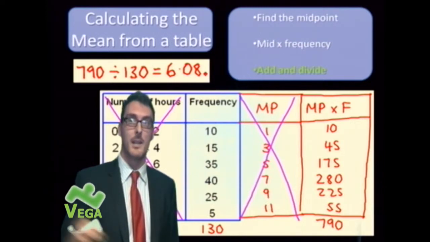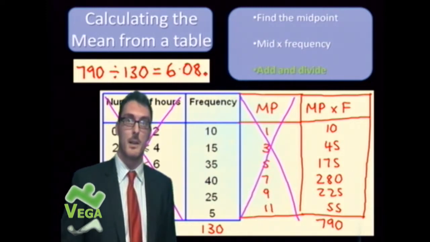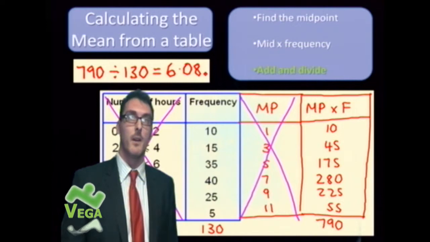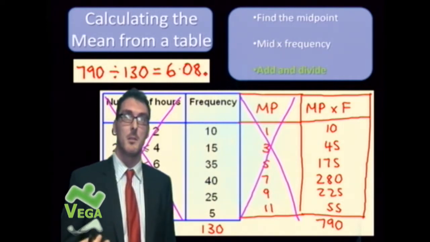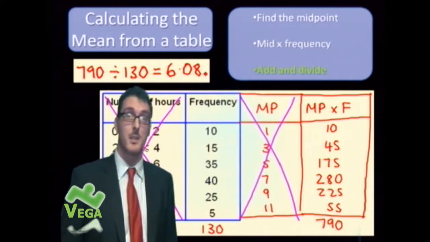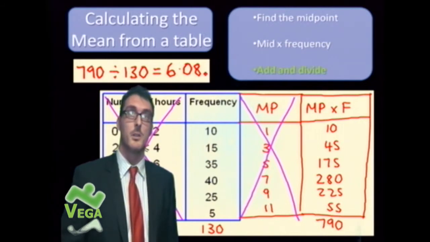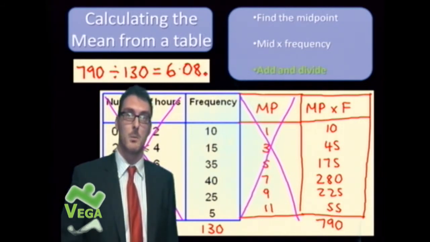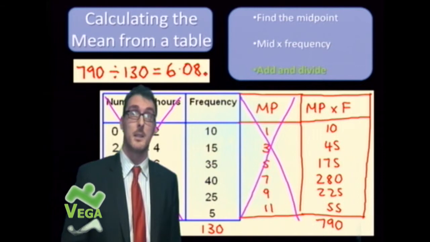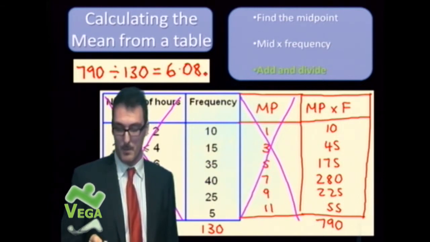And then we divide. We take the larger number, midpoint multiplied by frequency, we divide it by 130, and that gives you 6.08. And if you go back to the original question, it was asking for 2 decimal places. And that's what it's given you there, 2 decimal places, 6.08. And that's where we stop.